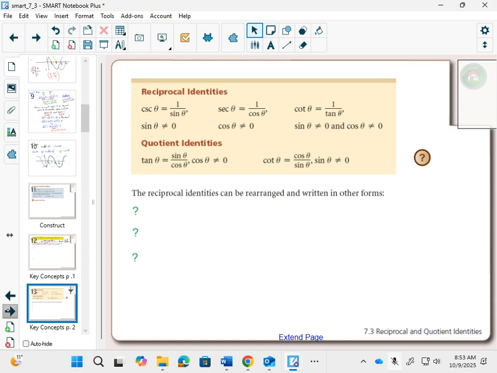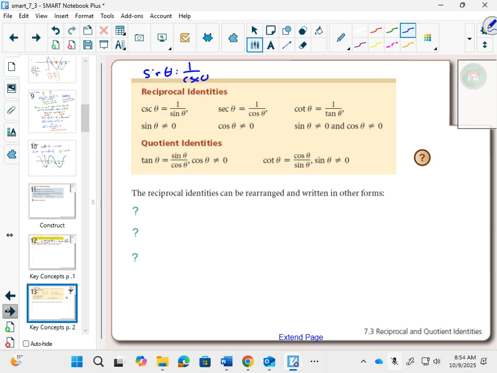On the bottom of page, or in the middle of bottom of page 606, you have the reciprocal identities. We also know these from chapter 6. In fact, we just called them definitions at that time. We just defined cosecant of theta to be 1 over sine theta, secant of theta to be 1 over cos theta, and cotangent of theta to be 1 over tan theta. Which means that we could rearrange these a little bit. I'd like you to write these down.